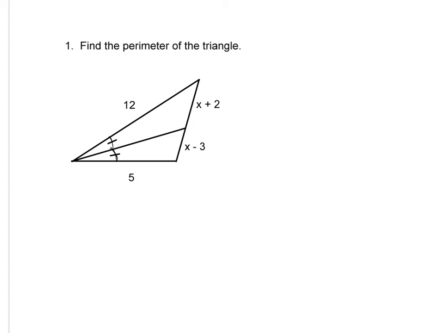So looking at this problem right here, find the perimeter of the triangle. Let's set the proportion up. This is an angle bisector, so I know that this piece 12 is to this piece x plus 2 as 5 is to x minus 3. So my proportion is going to look like, we're going to get x plus 2 is to 12 as x minus 3 is to 5.